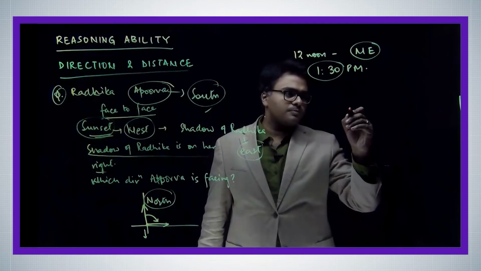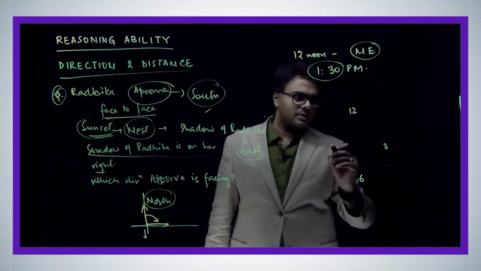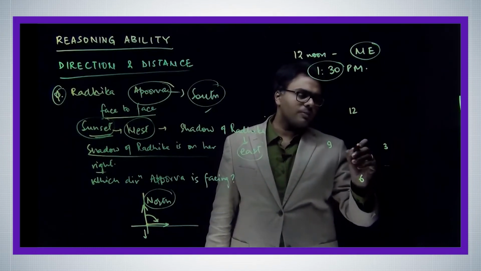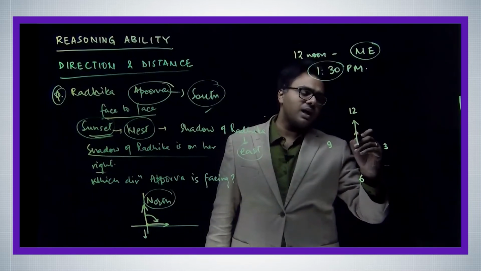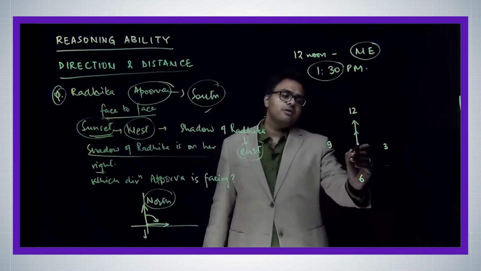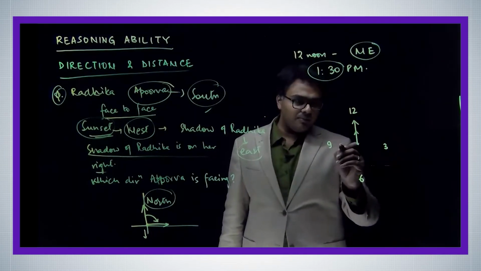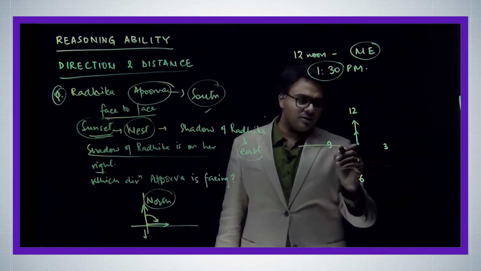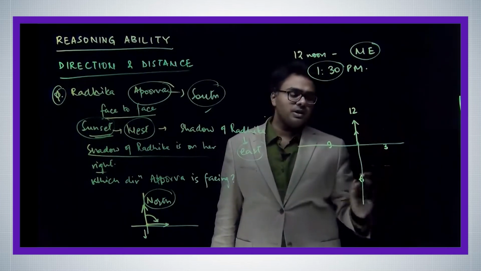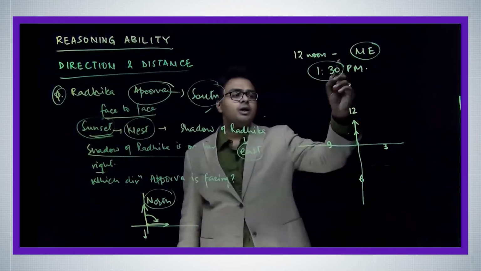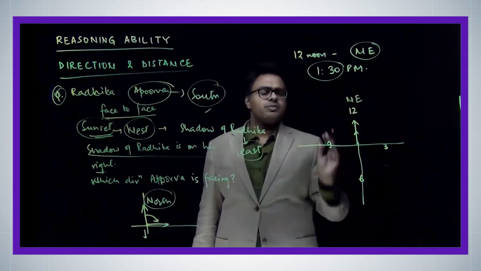Let's plot a clock. 12, 6, 3, 9. Now this is my clock, and at 12 noon this is the minute hand and this is the hour hand. At noon, this is how it works. Both the hands are identical. Now generally, let me mark north, east, west, south as well. Now this is north generally, but it shows that at 12 noon, this direction is northeast. So let me mark it as northeast.